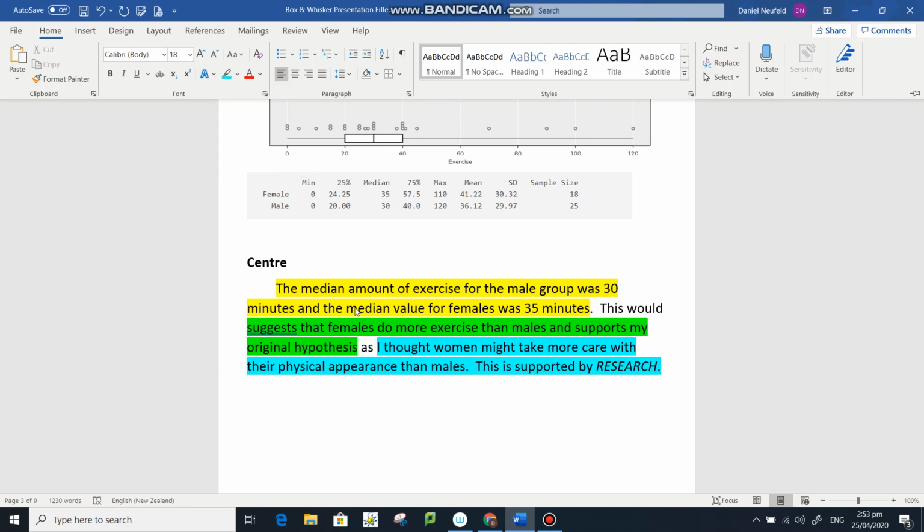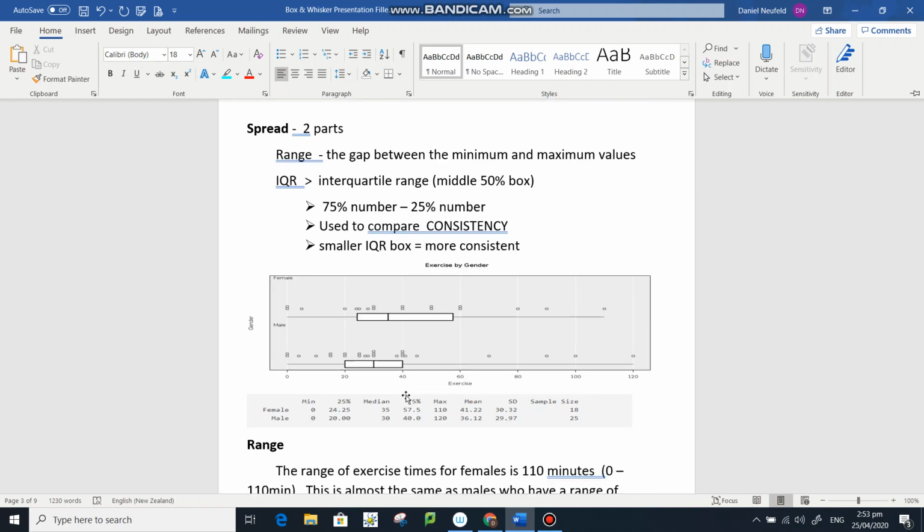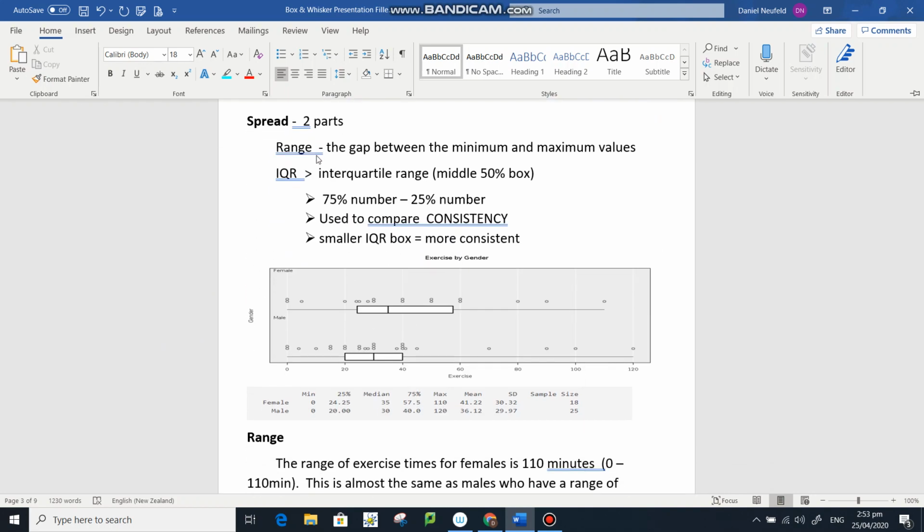Okay, so you're achieved, your merit, and your excellence. Spread. Again, for spread, we're going to talk about two things: the range and the interquartile range, or your middle 50% box.